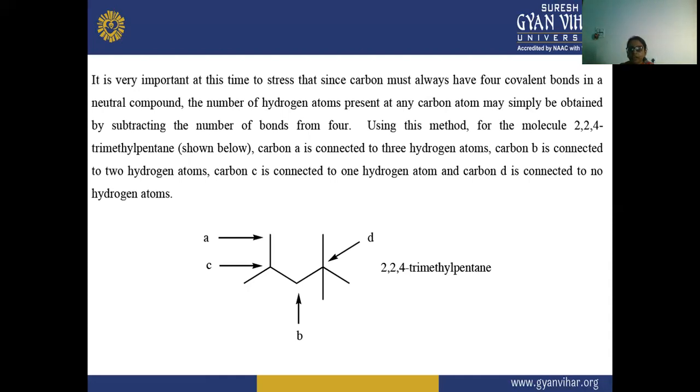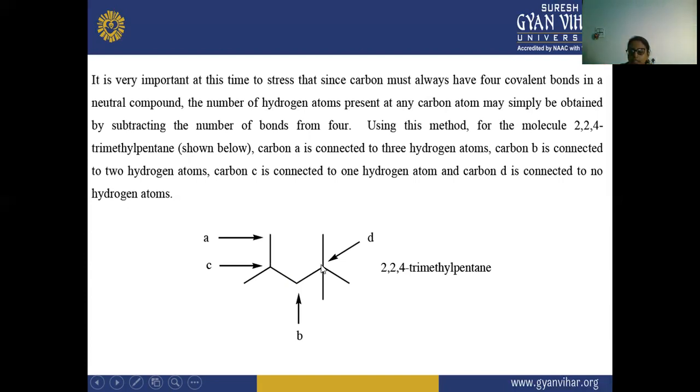So carbon A has 3 hydrogen atoms and carbon B has 2 hydrogen atoms, because here you can see this carbon atom is connected to one carbon atom. That is why it has 3 hydrogen atoms. And this carbon atom is connected to 2 bonds. That is why it has 2 hydrogen atoms. And this one is connected to 3 carbon atoms, these 3 bonds. So that is why it has 1 hydrogen atom.